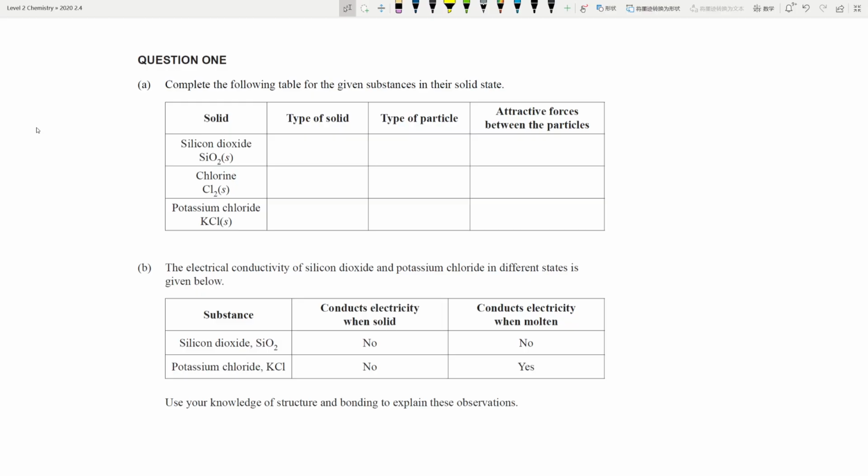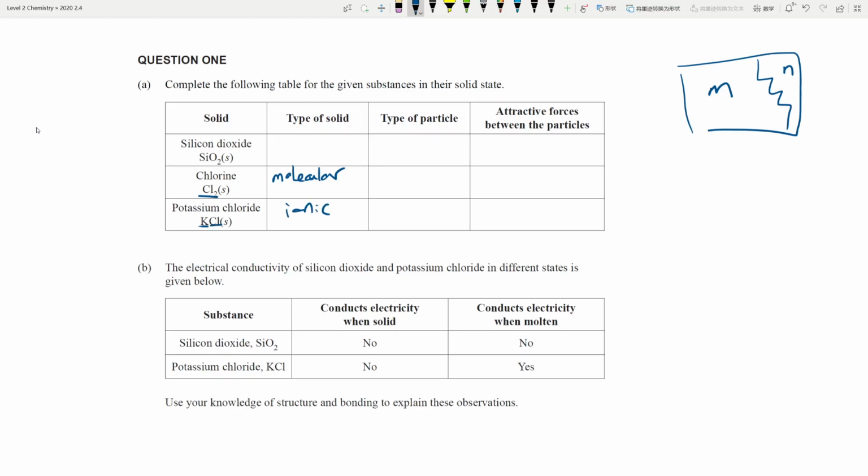Okay, so for these types, just remember, this is your periodic table of elements which you get given, and then you have that staircase. On the left hand side you have metals, on the right hand side you have non-metals. So if you have something that's bonding, like for example Cl2, you have a non-metal bonding with a non-metal, you have a molecular type of solid. And if you have a metal bonding with a non-metal, this is an ionic type of solid.